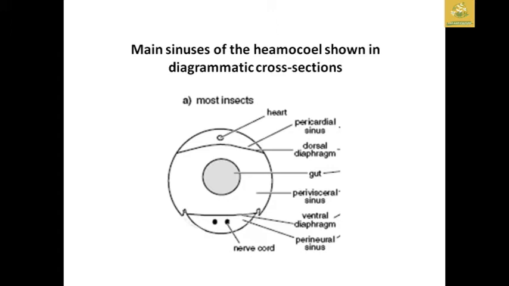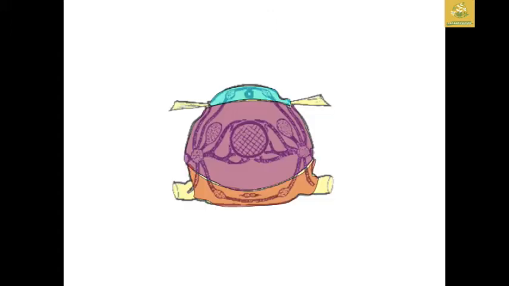This is a diagrammatic cross section of most insects, though it does not hold for all of them. They have a heart on the upper part and the nerve cord below on the lower part. They also have a pericardial sinus and the dorsal diaphragm, a gut, which is the digestive system, as well as the perivisceral sinus, the ventral diaphragm, and the perineural sinus. This is how it is in most insects.